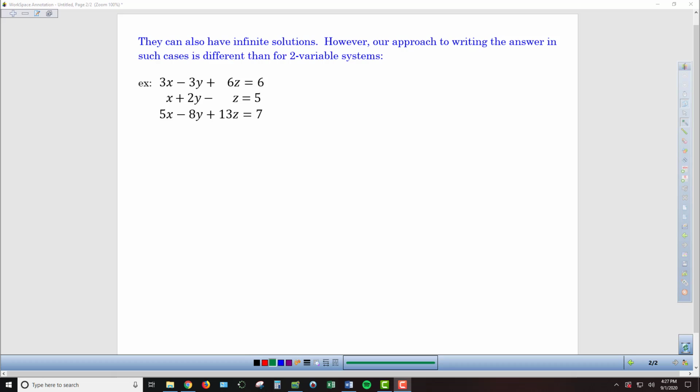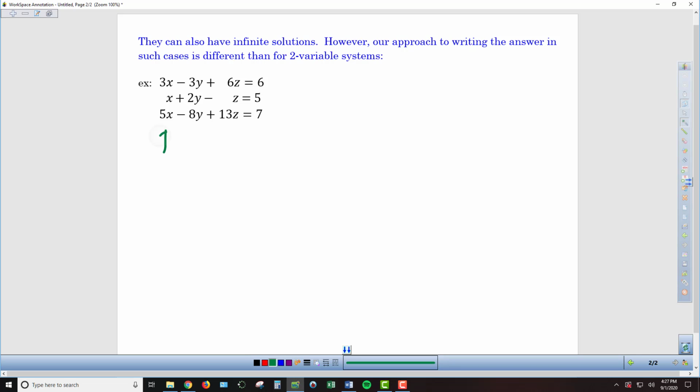Now we can also have circumstances where we end up with infinite solutions, where there's not just one ordered triple, but there's an endless number of them. Now we had a mechanism for dealing with that with the 2-variable systems. This is going to be slightly different. It's going to involve a little bit more out of us, unfortunately, so we're going to have to hang in there a little bit. But at the outset, we're going to approach it the same way that we have all the others, where we're going to target one variable for elimination.